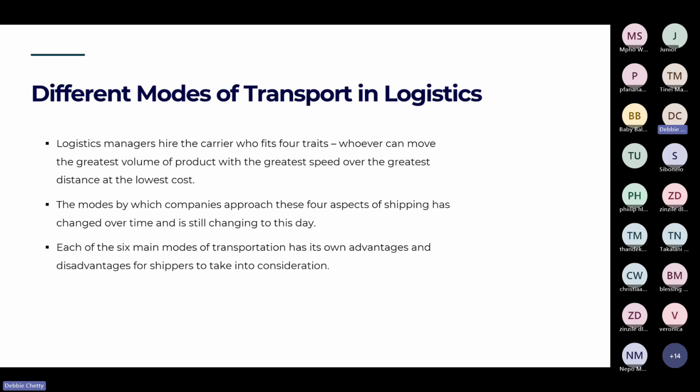And then the different modes of transport in logistics. So logistics managers hire the courier who fits, right? Whoever can move the greatest volume of product with the greatest speed over the greatest distance at the lowest cost. So the modes by which companies approach these four aspects of shipping has changed over time and is still changing to this day. So each of the six modes of transport has its own advantages and disadvantages for shippers to take into consideration as well, okay? So there's different types and modes of transport, and most of you all, of course, are familiar with the different modes of transport.